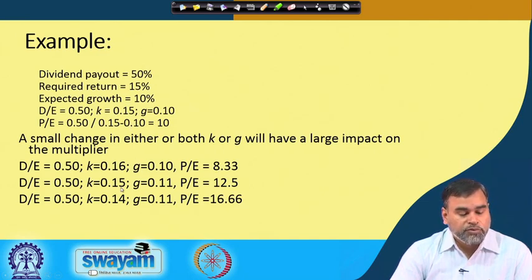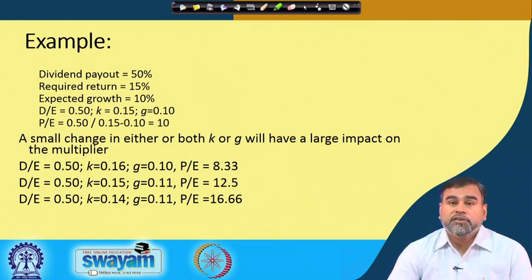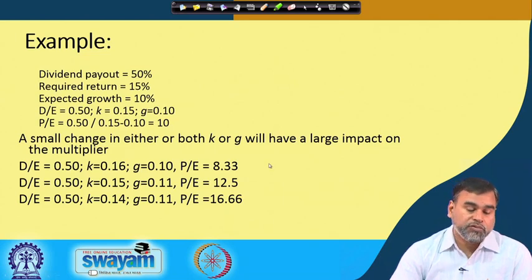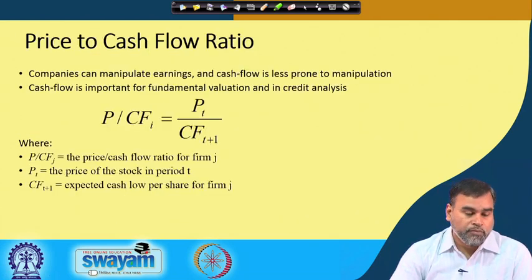Let K remain 0.15, G has changed to 0.11, then it has become 12.5. If both have changed, say K from 15 to 14%, G from 10 to 11%, then P/E becomes 16.66. So, any small changes in the K or G or R or G will change this P/E ratio drastically. So, that is why we can say that these are the major factors which affect the P/E ratio.